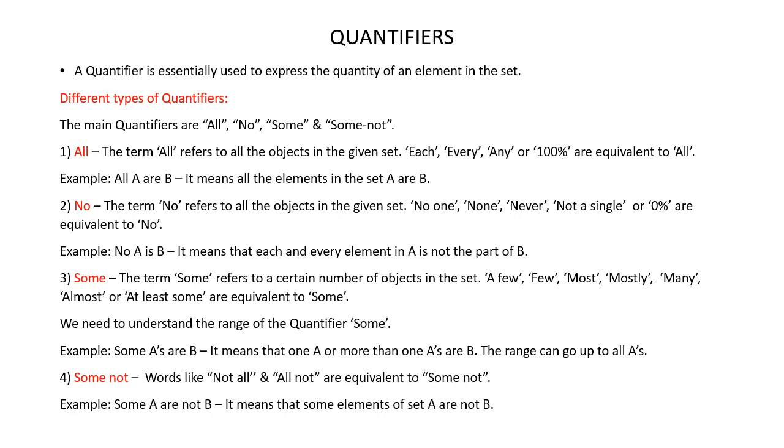Let's move on to the quantifier "some not". Words like "not all" and "all not" are equivalent to "some not". For example, some A are not B. This means that some elements of set A are not B.